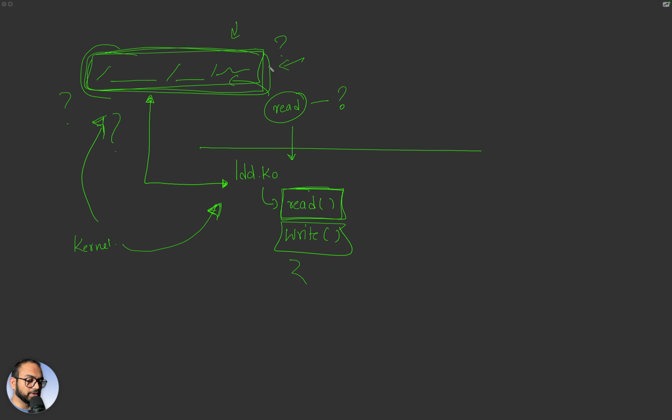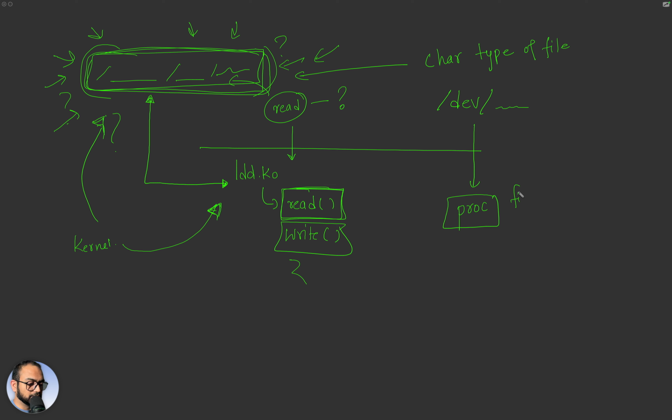The question then is, what is this file and who creates it? Now there are a bunch of steps involved in creating this particular file, if we want to create something called a character type of file, right? And this is usually created in slash dev slash something. There are steps involved in doing this. So what we are going to do is go towards a much simpler file system that allows us to interact with the driver and peek into the operations of the kernel, and that is called the proc file system, right?